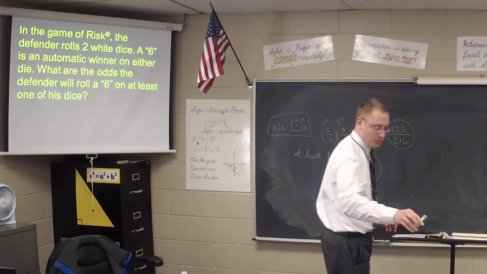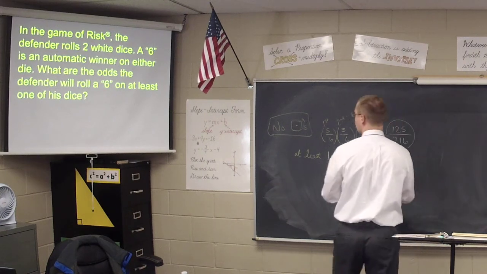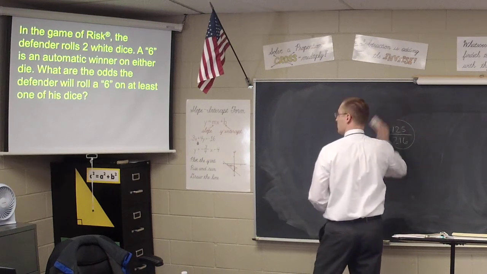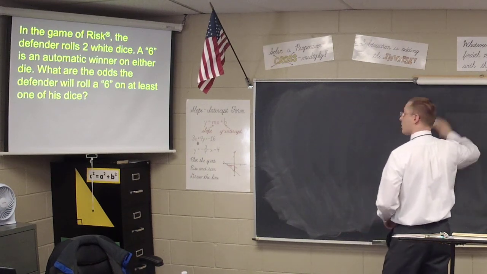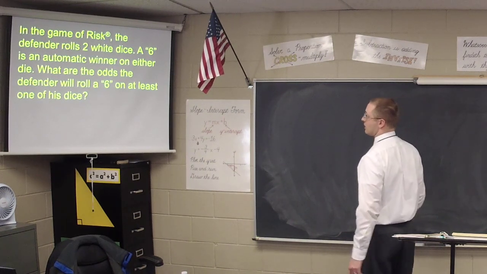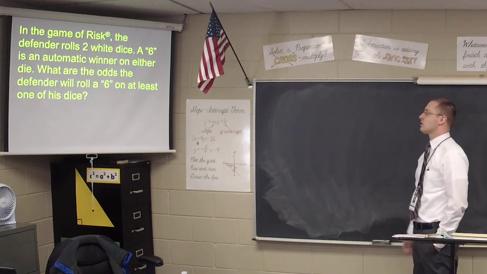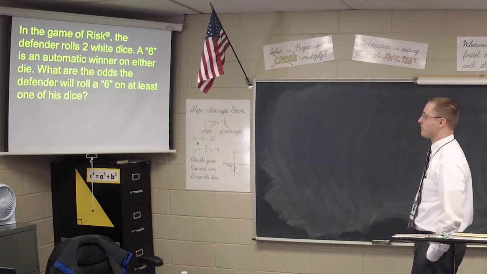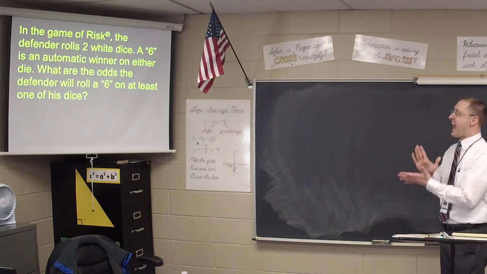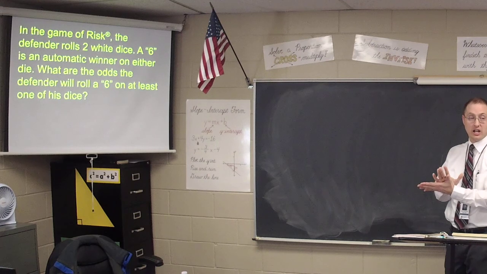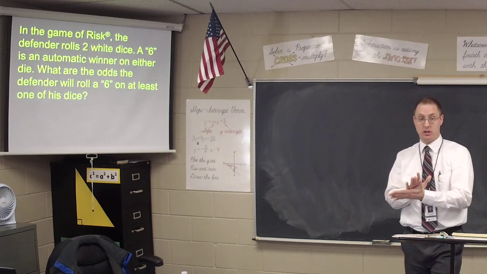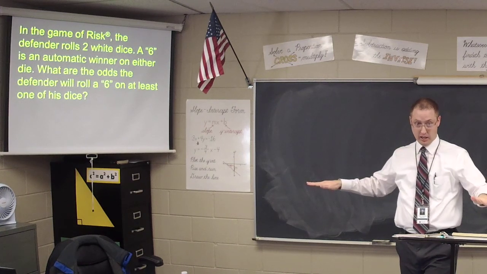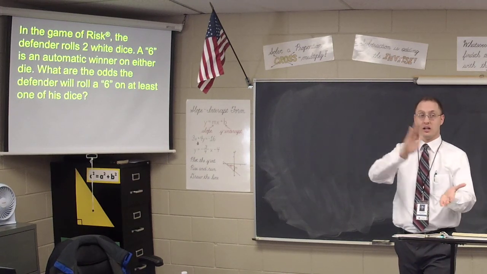Go ahead and read this one, Joshua. In the game of Risk, the defender rolls 2 white dice. A 6 is an automatic winner on either die. What are the odds the defender will roll a 6 on at least one of his dice? All right. Now, it says at least 1. How do you find odds of at least? Subtract. Find the odds of not getting anything, and then take the complement.